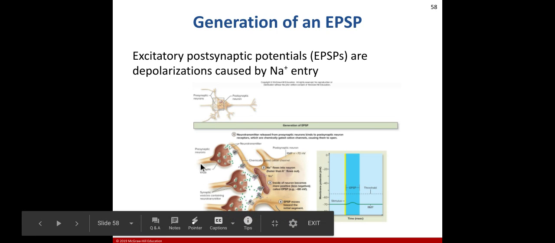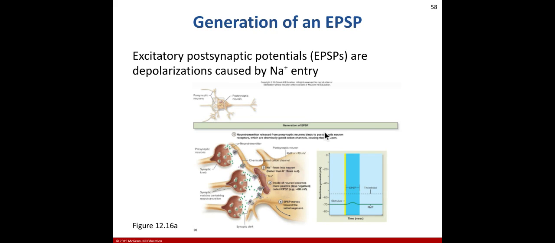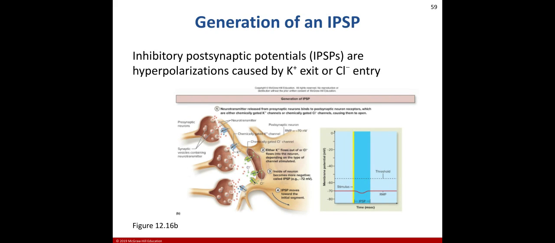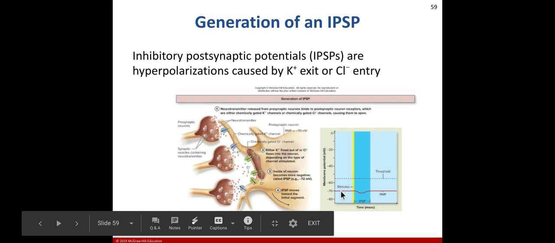So here's that. You've got this other axon terminal releasing the neurotransmitter. When it's binding here at all of these different spots, that is the excitatory postsynaptic potential. And that is depolarization caused because sodium is allowed to enter. We open the sodium channels. The inhibitory potentials are hyperpolarizations caused by potassium exit and chlorine going in. So if you look at this little graph, when you had the EPSP, there was a little hump. Now we've got this little divot.